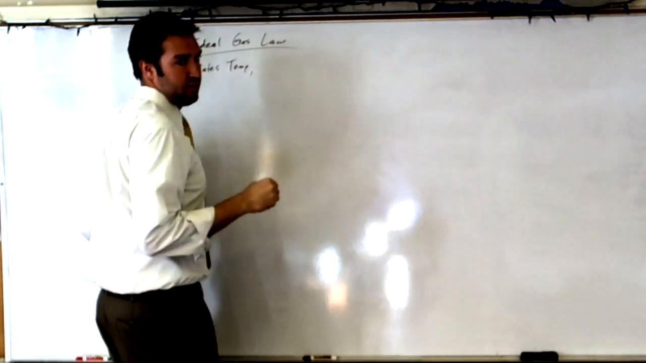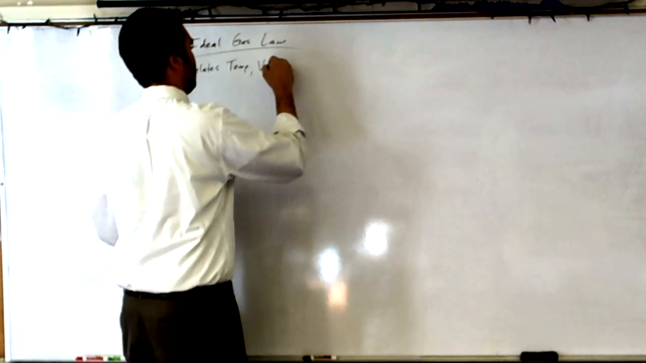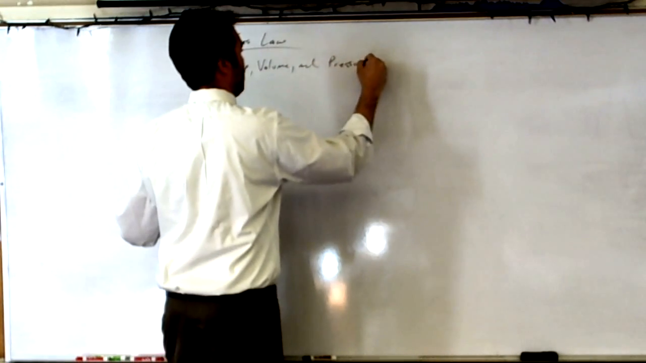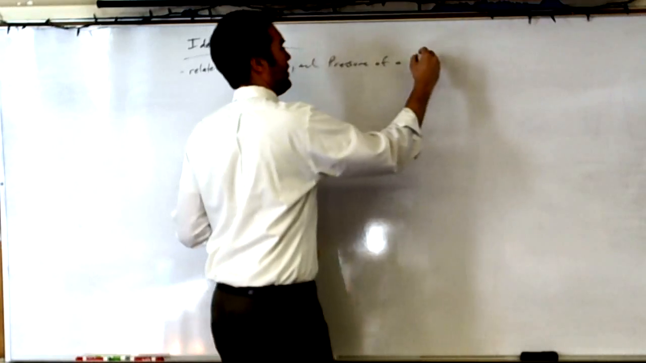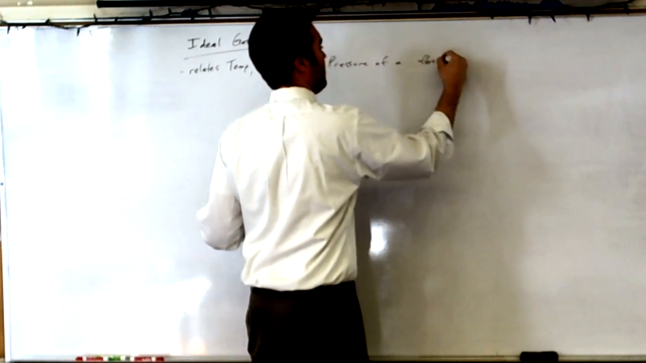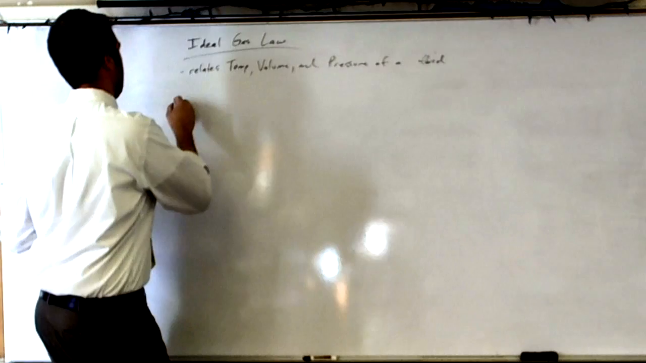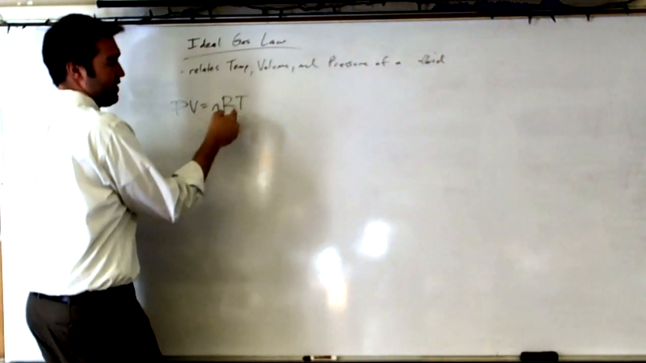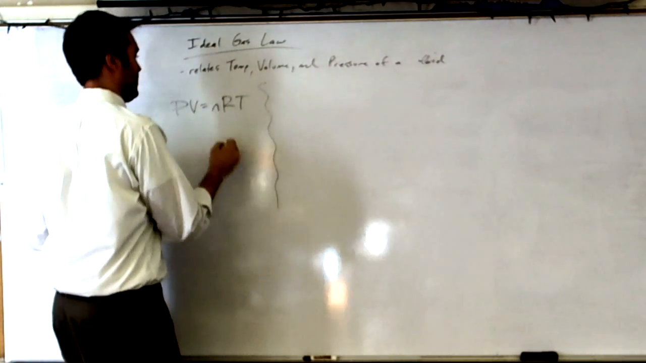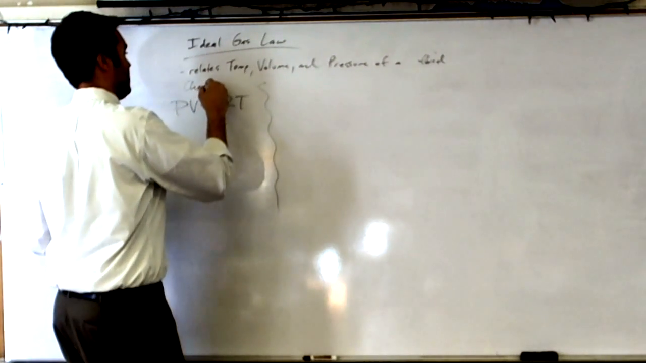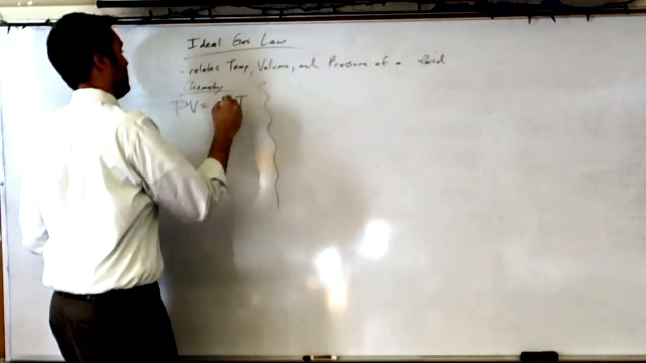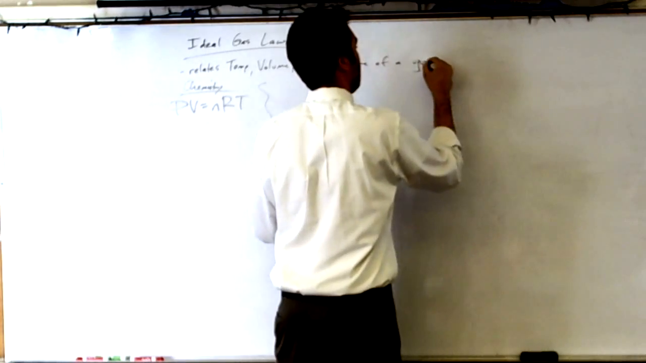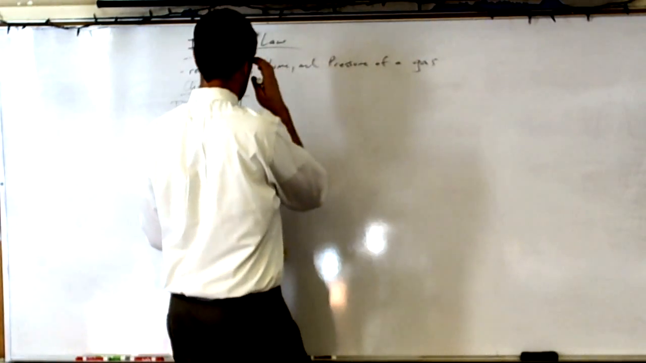Temperature, amount of particles, volume, and pressure of a fluid. PV equals nRT. This is chemistry. We should actually say gas, not just any fluid, but the gaseous state, not liquid. That's true. Otherwise, maybe they'd call it the ideal fluid law.